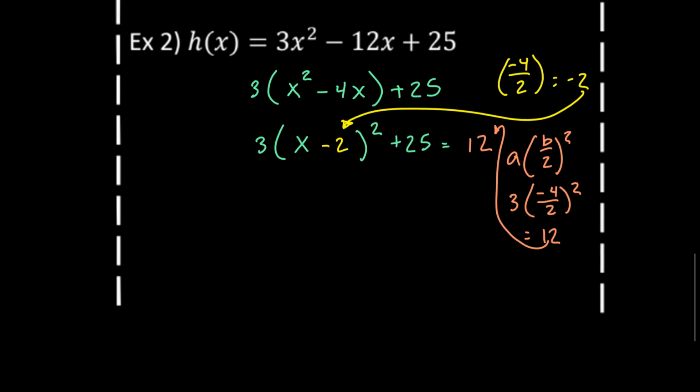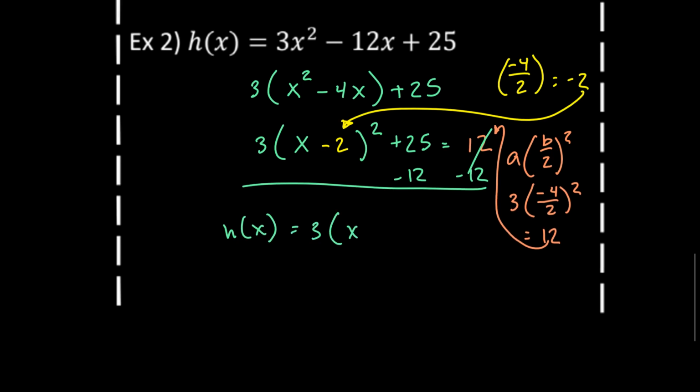And then what's my last and final step? Minus 12. So, once you put the 3 in there, do you keep it? Yep, so it's going to be 3(x − 2)², and then what is 25 minus 12? And I'm done.